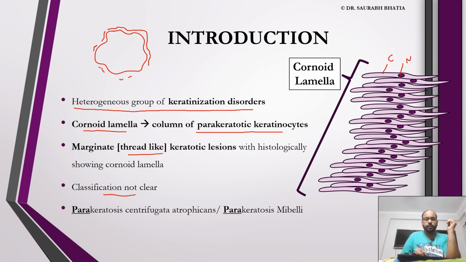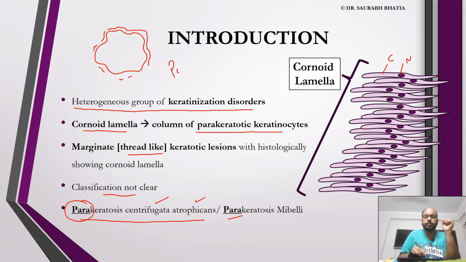Now, another name for porokeratosis is parakeratosis centrifugata atrophicans. Why? Because it spreads centrifugally. The center may be atrophic, but remember it is parakeratosis, not porokeratosis here. Okay, or parakeratosis of Mibelli. So remember these two names have parakeratosis, not porokeratosis.